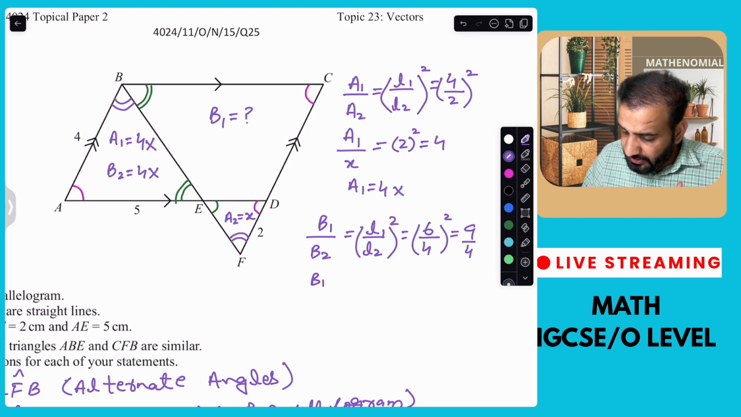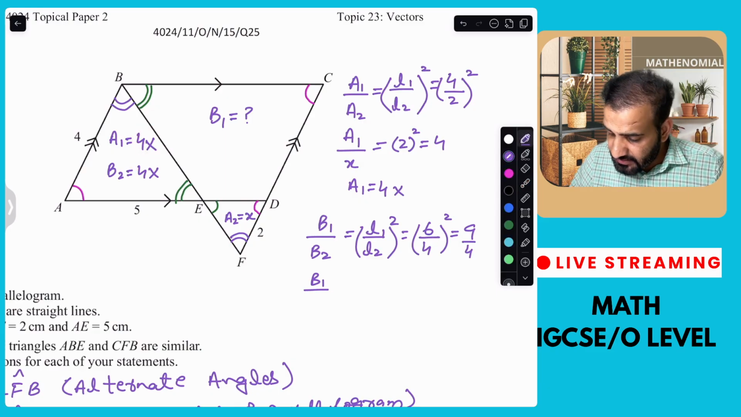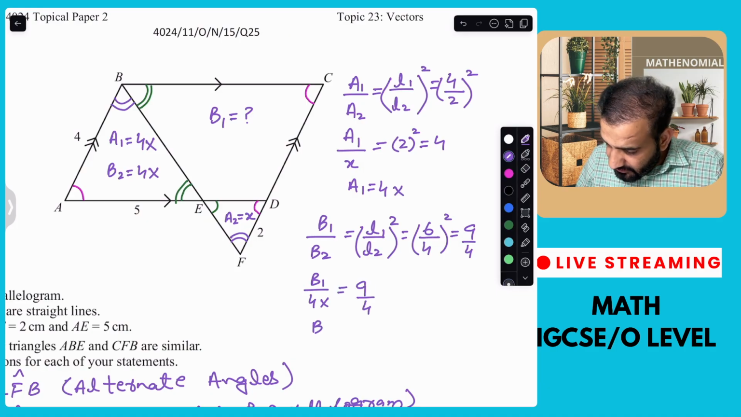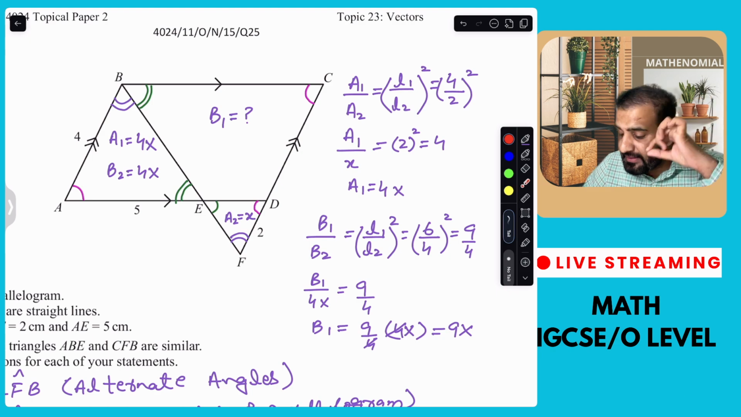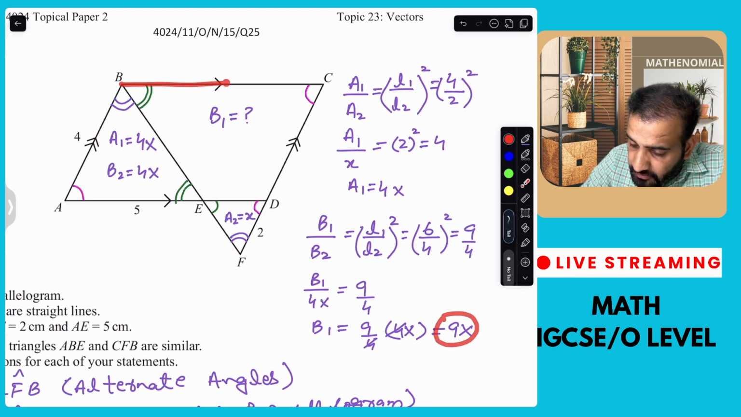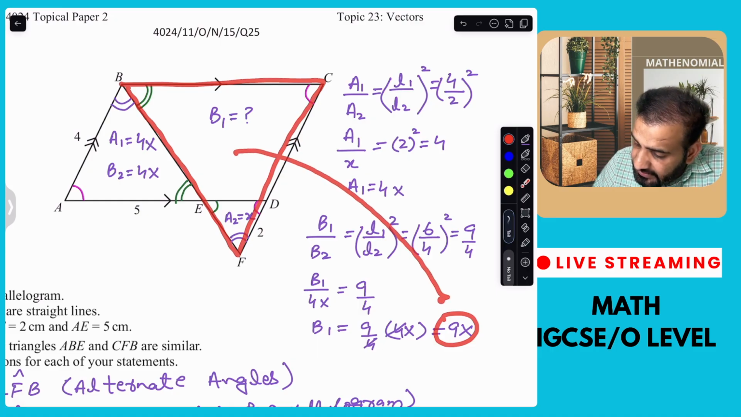And B1/B2 क्या था? B2 था इसका एरिया, उसको मैंने नया नाम दे दिया था ना, 4x. तो ये 4x हो गया इज इक्वल्स टू 9/4. So B1 is equals to 9/4 times 4x. 4 will be cancelled out, so the answer is 9x. Who will agree with me that this 9x is the area of this triangle? इस ट्रायंगल का एरिया है ये 9x.